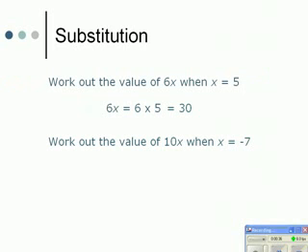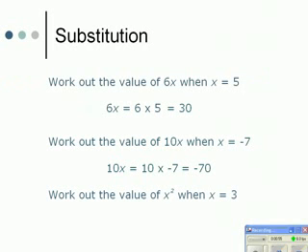So now we're being asked to work out the value of 10x when x equals minus 7. Again, we know 10x is 10 times x, so I've got to do 10 times my value of x, which is minus 7, and so I get minus 70.